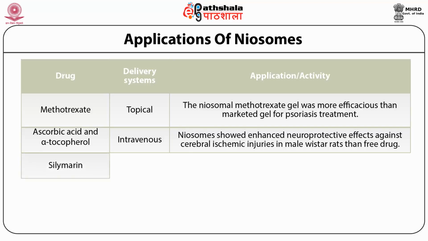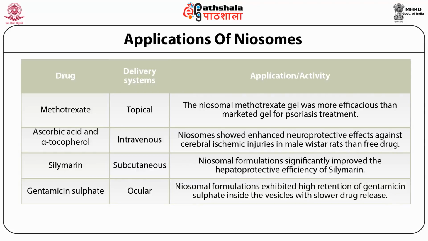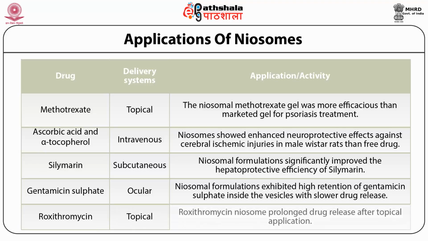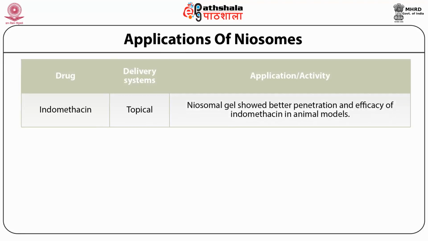Similarly, silymarin, which is given by the subcutaneous route in a niosomal formulation, improved the hepatoprotective efficacy of the drug. Then gentamicin sulfate for ocular application in the form of niosomes exhibited high retention of gentamicin sulfate inside the vesicles with slower drug release. Then roxithromycin, used for topical application, the niosomes of roxithromycin prolong the drug release after topical application. The niosomal gel of indomethacin showed better penetration and efficacy of indomethacin in animal models.